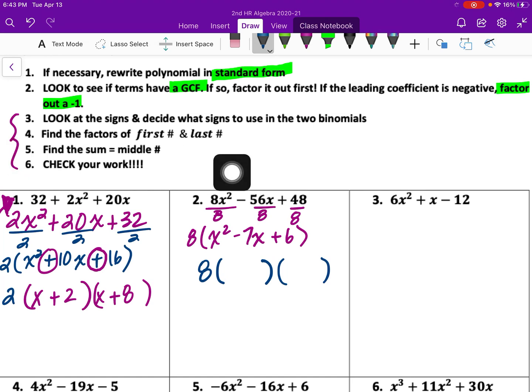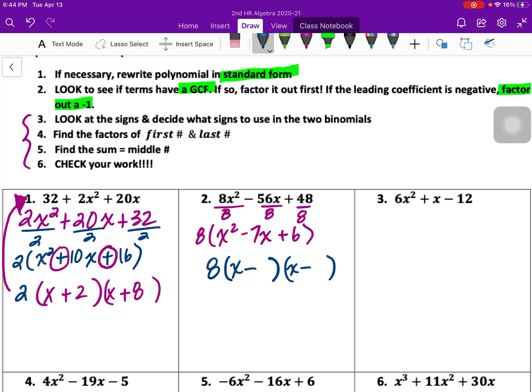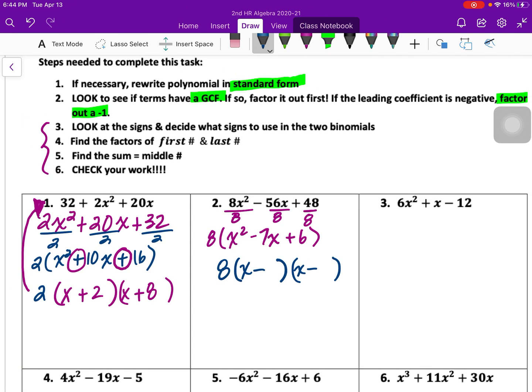When I read my signs, the last sign tells me that I need the same signs, and this first sign tells me that I want them both to be negative. So same signs, both negatives. The only way I can factor x squared is x and x. So I need factors of 6 that give me a sum of 7. So obviously I have a choice of 6 and 1 or 2 and 3, and I'm looking for 6 and 1. Negative 6x plus negative 1x is negative 7x. So that one checks to give me that middle term.